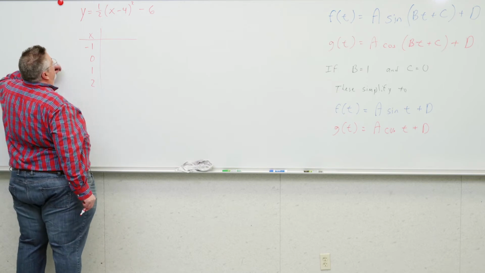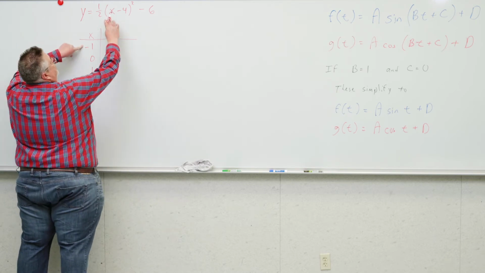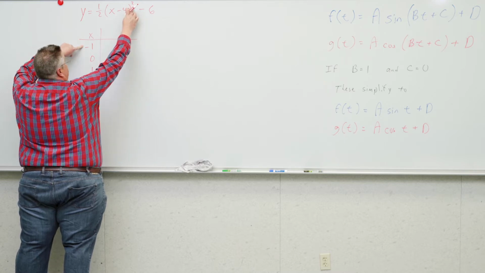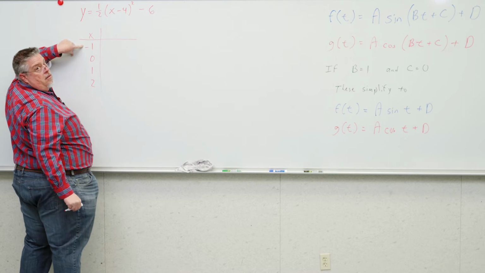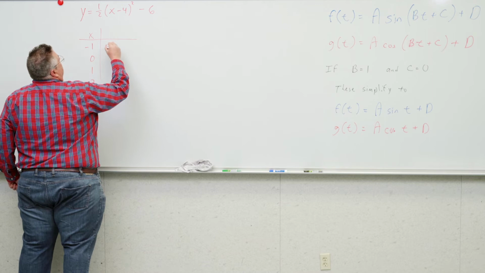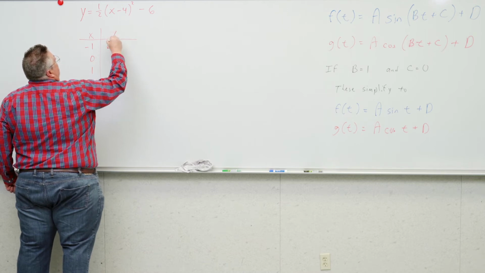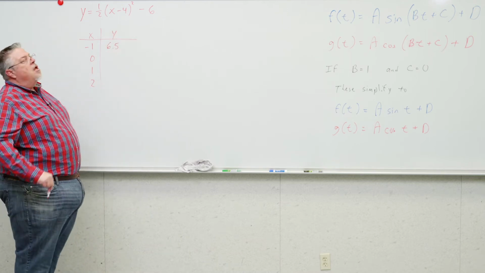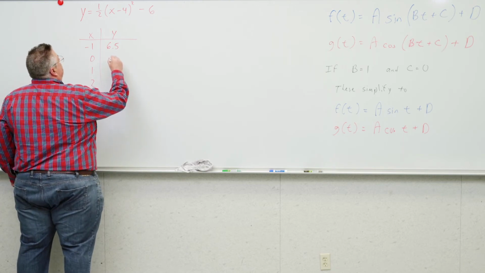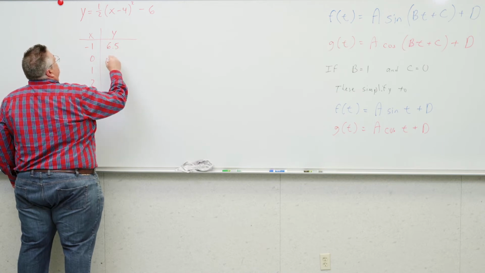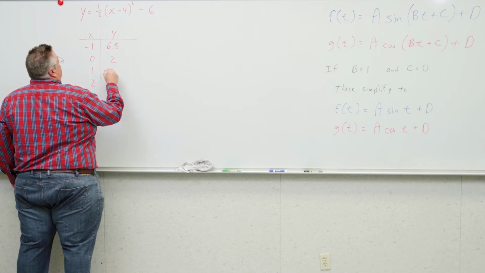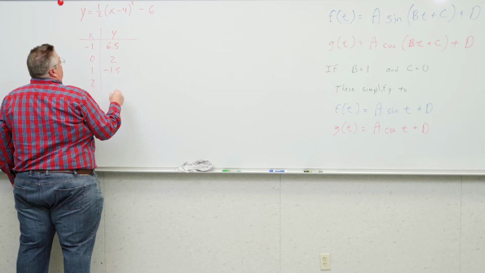Here's what you got. When you plugged in -1, -1 minus 4 is -5. When I square that, I get 25. Half of that, 12.5, I'm going to make it a decimal. I'm going to get 6.5 here. I don't need to go through all of these. You've already done them, I hope. And so I've got at 0, 2, at 1, and 2.